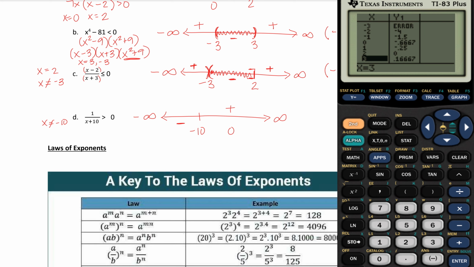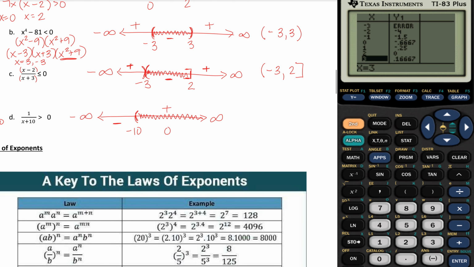But we're looking for the positive answers, so we know that it's going to be a parentheses and it's everything above it. And now we go parentheses 10 to infinity. Close it out.